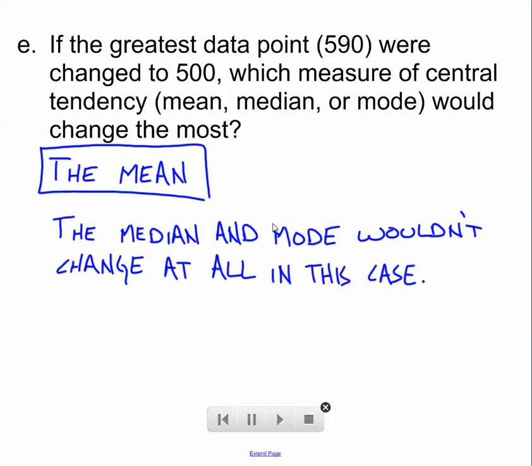Sometimes the others would change. And you know, if we took 590 and we made it something less than the median, something less than 465, then yeah, that's absolutely going to change our median.